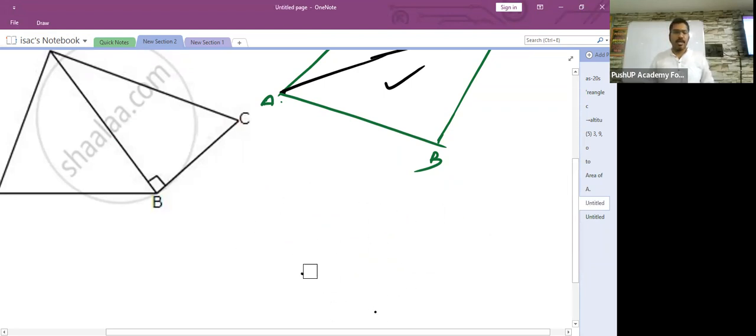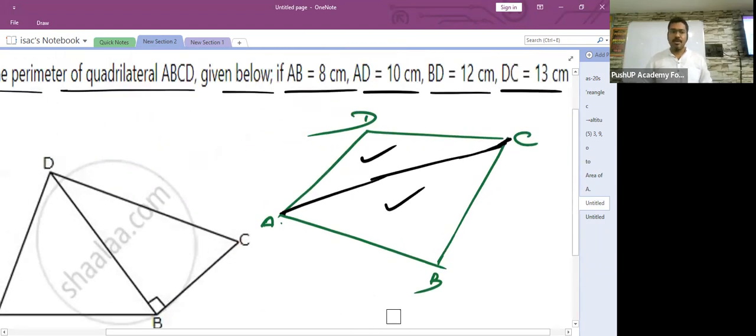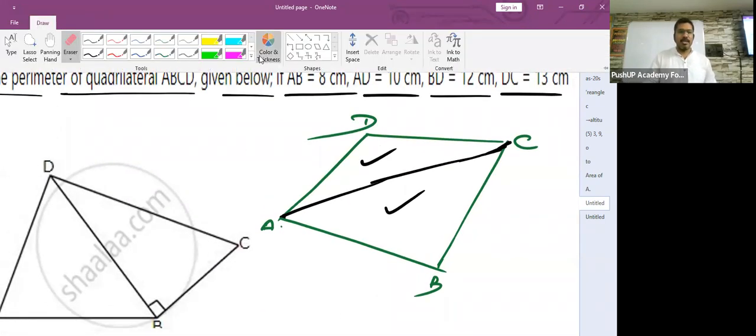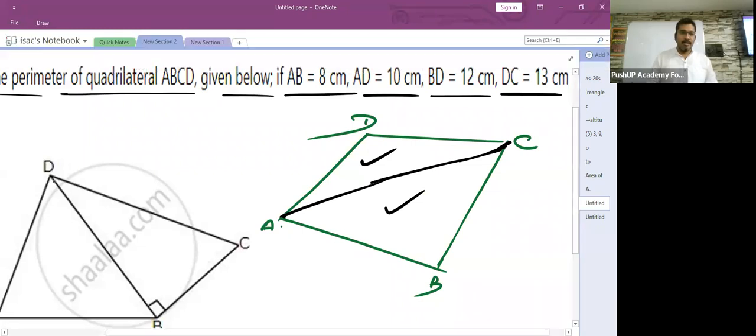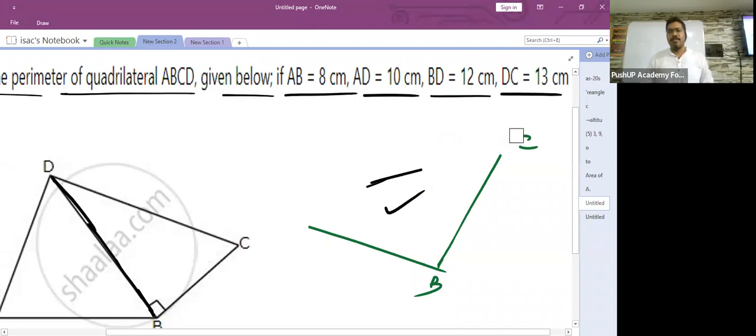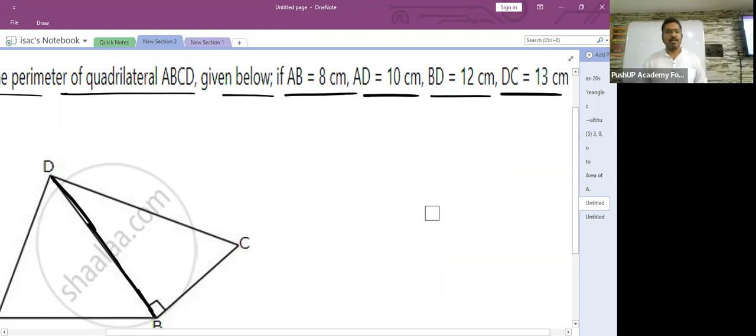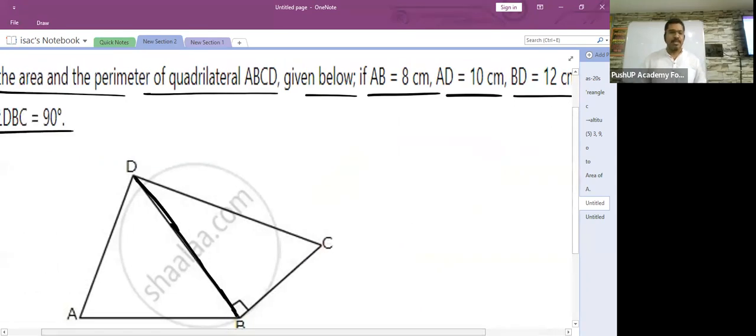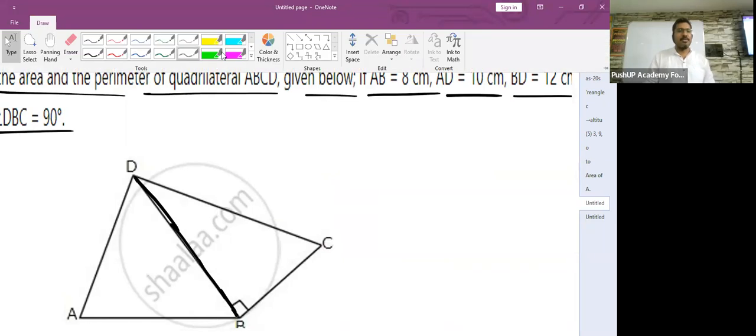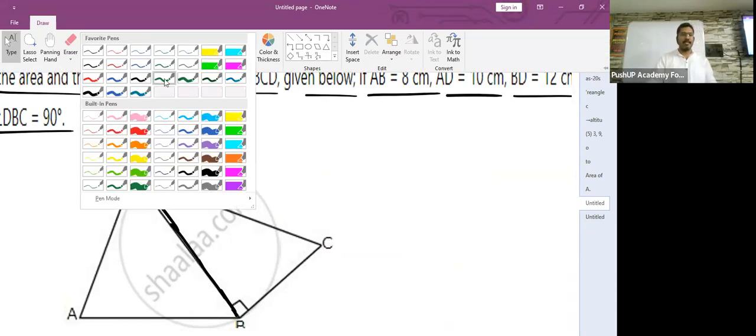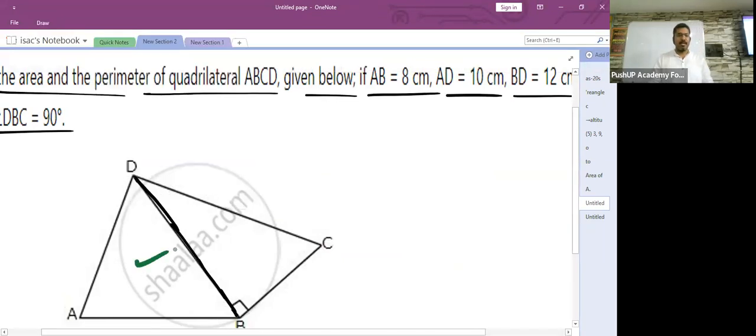They have given you a quadrilateral ABCD and they have drawn the diagonal BD also. Did you notice, children? Why did they draw that diagonal? In order to separate the two triangles. Which are the two triangles here? One is triangle ABD and the other one is triangle BDC.